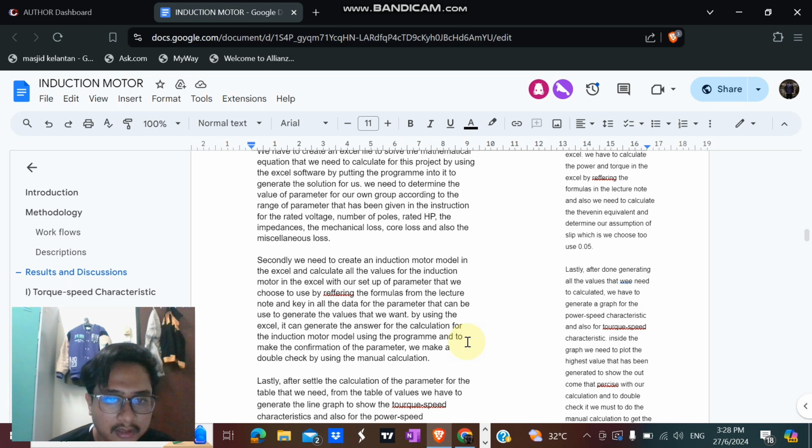Second, we need to create an induction motor model in Excel and calculate the values for the induction motor with our chosen setup of parameters, by referring to the formula from the lecture notes and keying in all the data and parameters to generate the values that we want using Excel. It can generate the answer for the calculation of the induction motor model using the program, and to confirm the parameters, we make a double check using manual calculation.